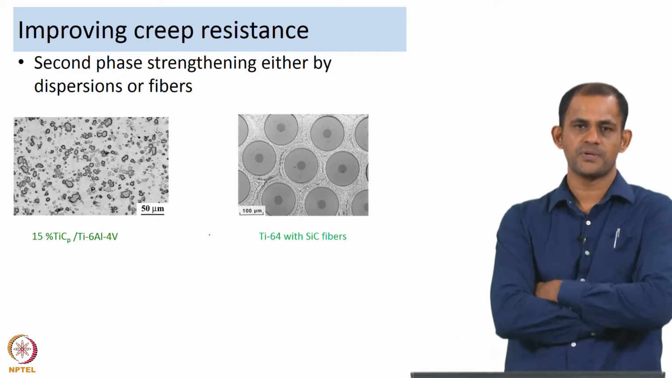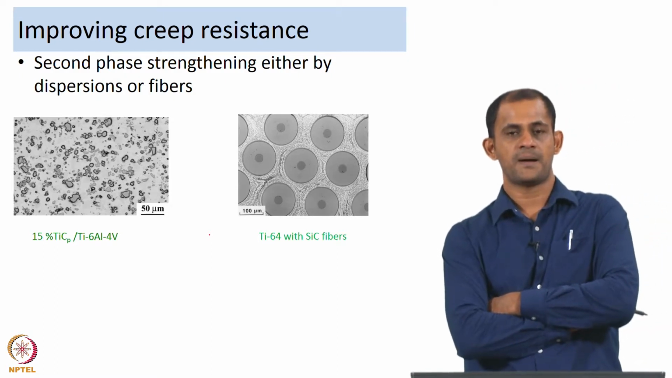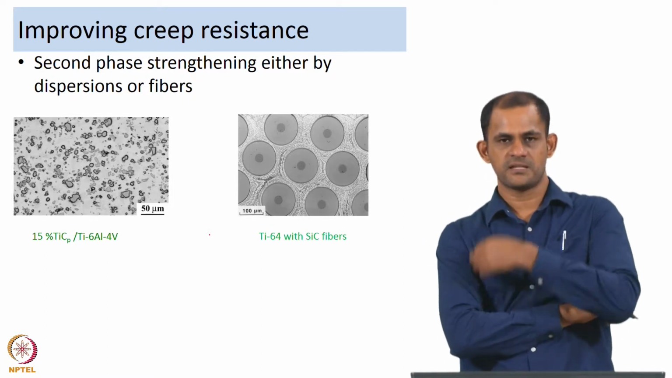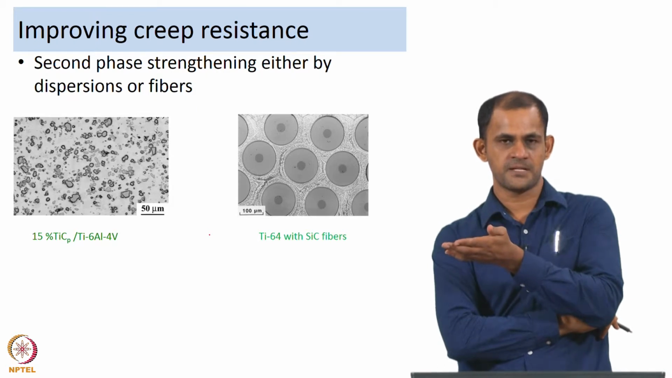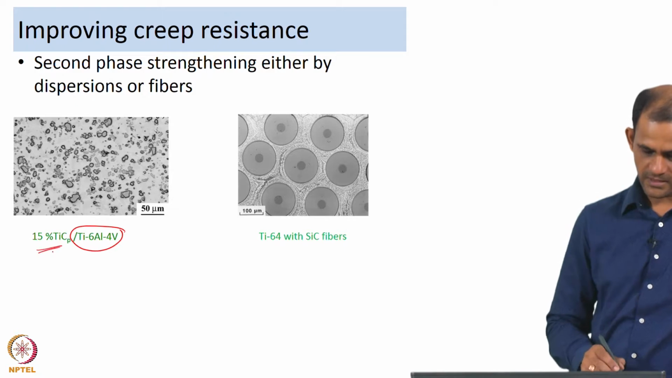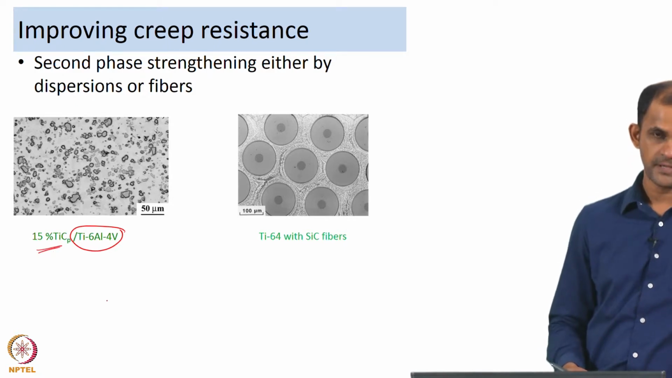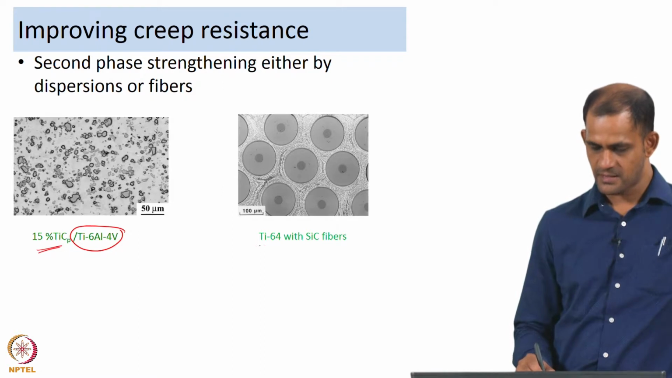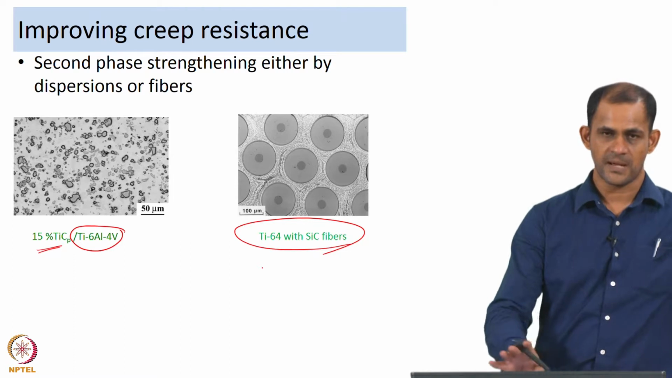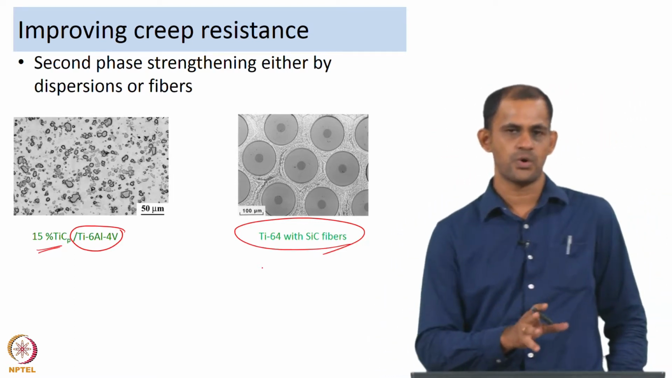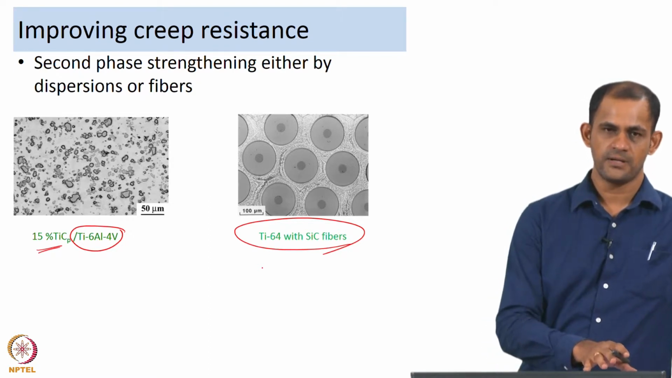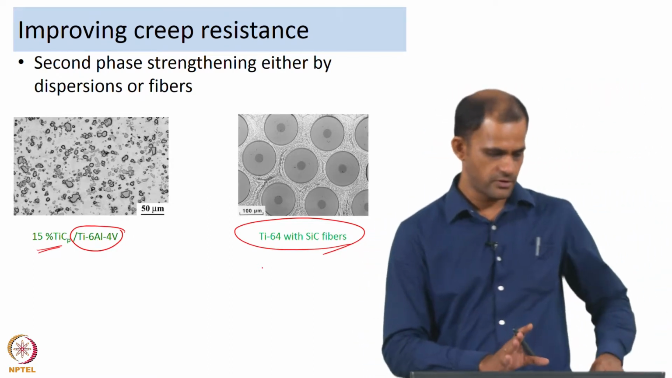Let us look at another aspect. So, this is about improving the creep resistance of material by introducing some second phases into the matrix. So, the second phase either could be dispersions or it could be fibers. So, this is a microstructure of titanium 6 aluminum 4 vanadium with a dispersion of titanium carbide precipitates, and this is another case where it is titanium 6 aluminum 4 vanadium reinforced with silicon carbide fibers. These microstructures are for the sake of illustration to tell you how a fiber reinforced system would look like and how a particle reinforced system would look like.